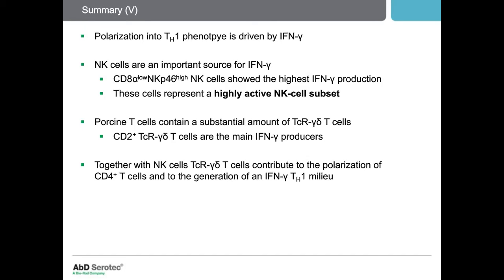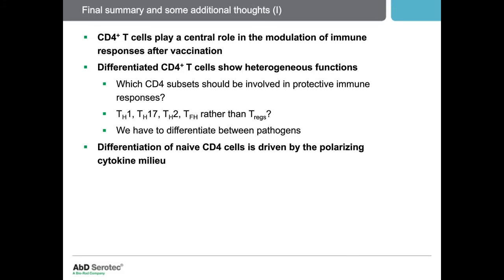I come now to the final summary and some additional thoughts. I think we can say that CD4-positive T cells play a central role in the modulation of the immune responses of the vaccination. And differentiated CD4-positive cells show heterogeneous functions. The question is which CD4-positive subsets should be involved in protective immune responses. TH1 cells, TH17, TH2, TFH, I think rather than regulatory T cells. But we also have to differentiate between pathogens.